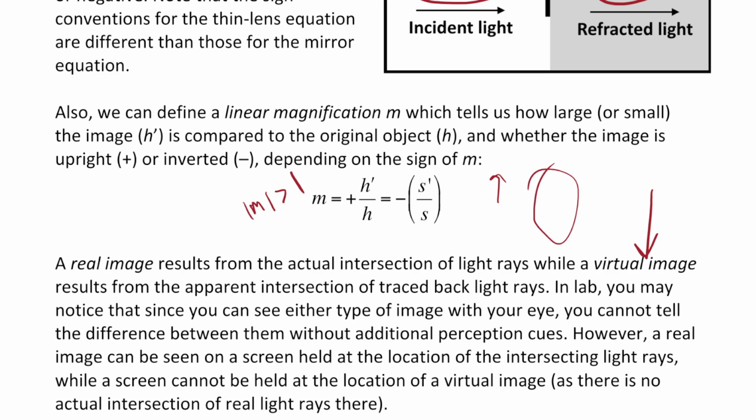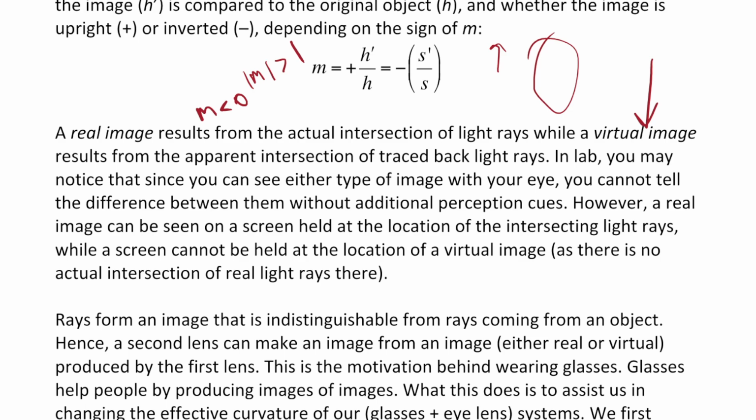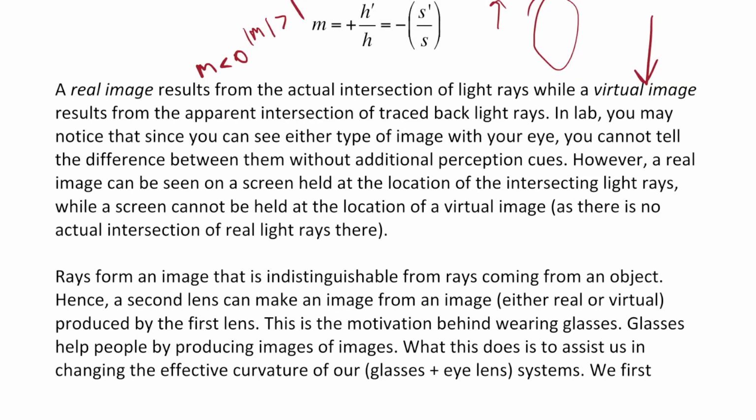And then if the image is inverted like this, it would be negative. So I guess in this example that I drew, m would be less than 0, meaning m would be negative. And so magnification is just how much bigger or smaller, as a fraction or a ratio, an image looks.